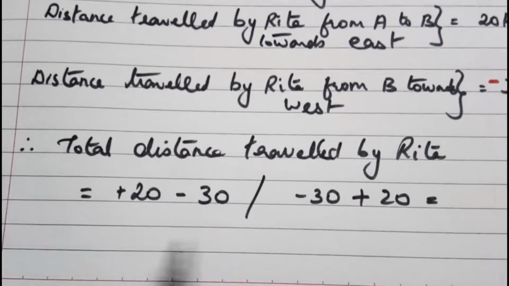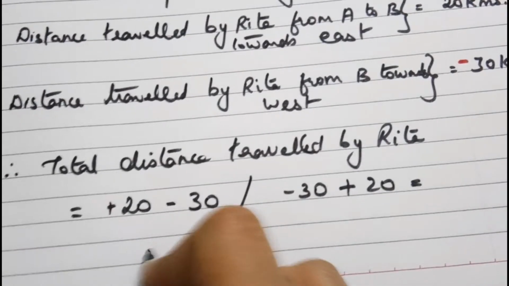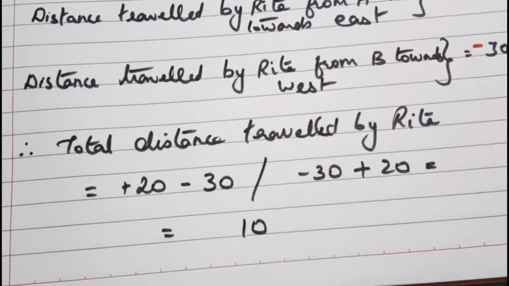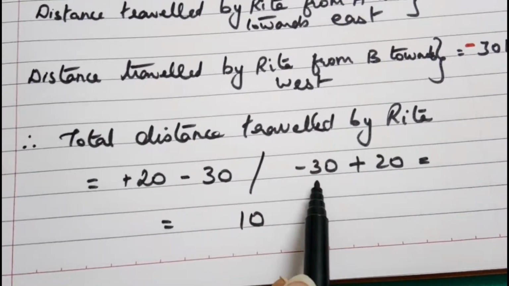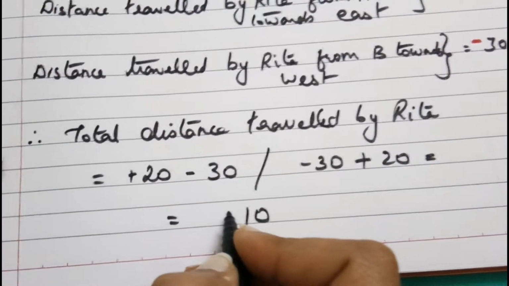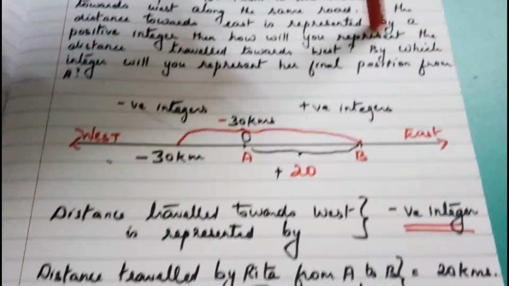Okay, now since there is one negative and one positive, what we do, we find the difference between two, that is 30 minus 20 is 10, and which sign will be represented? The sign which has the bigger number. So here, which is a bigger number? 30, and it has a minus sign. So we have answered the question of the second one also.